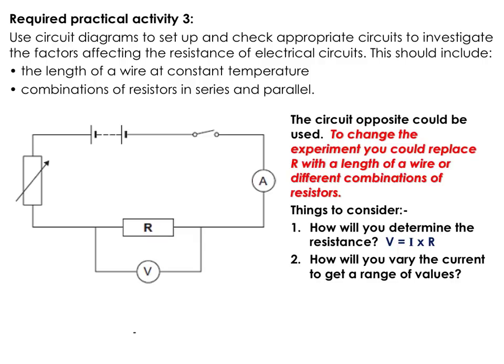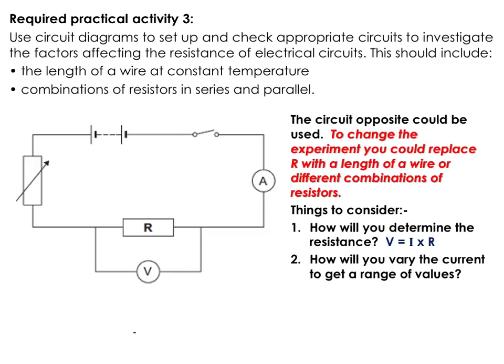On the screen you can see a circuit that could be used when carrying out this practical activity. That contains two cells, which is a battery, remember, an open switch, which can control whether the current is flowing through it or not, an ammeter to measure the current, the resistor we're going to measure, a voltmeter connected across the resistor, because that's the potential difference we want to measure, and then we've got a variable resistor, which will allow us to change the current.